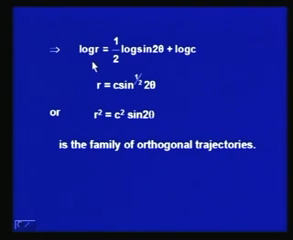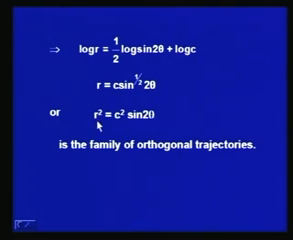Now, let us replace r dr by d theta by minus r square d theta by dr to get the differential equation of the orthogonal trajectories of the family of lemniscates. We will have minus r square cos 2 theta into d theta by dr equal to minus r sin 2 theta, so we will have dr by r equal to cot 2 theta d theta. We can integrate both sides. We will have log r equal to half log sin 2 theta plus log c. We can write r equal to c times sin 2 theta raised to the power half.